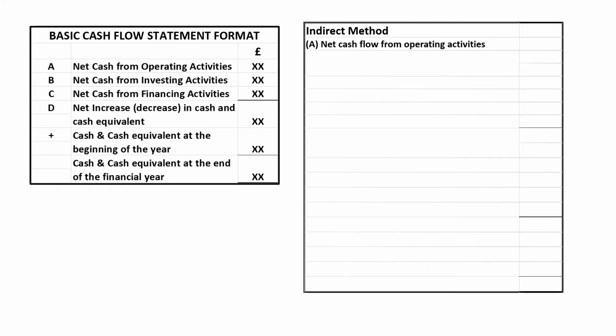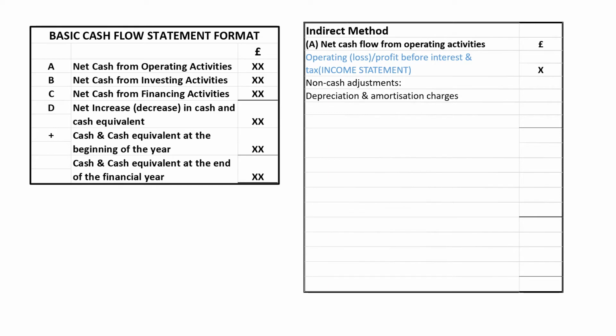In this slide, we will look at how we work out the cash flow from operating activities using the indirect method. We start off with the operating loss or profit before interest and tax taken from the income statement. We then adjust this figure with the non-cash expenses or income that appears in the income statement. For example, depreciation amortization charges are a non-cash expense that reduces profit in the income statement, but because it has no cash flow effect, it's added on to increase the cash flow from operating activities.